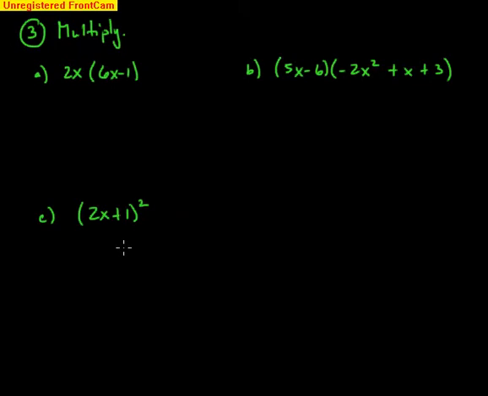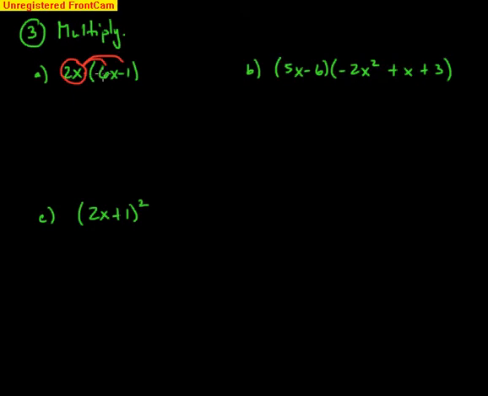Okay, our next set of problems, we'll do 3 multiplication problems. It says multiply. So we have problem A here. It says 2x times (6x minus 1). So it's all just distribution. We have a 2x being multiplied by a 6x minus 1. This 2x has to go once, twice, into that parenthesis.